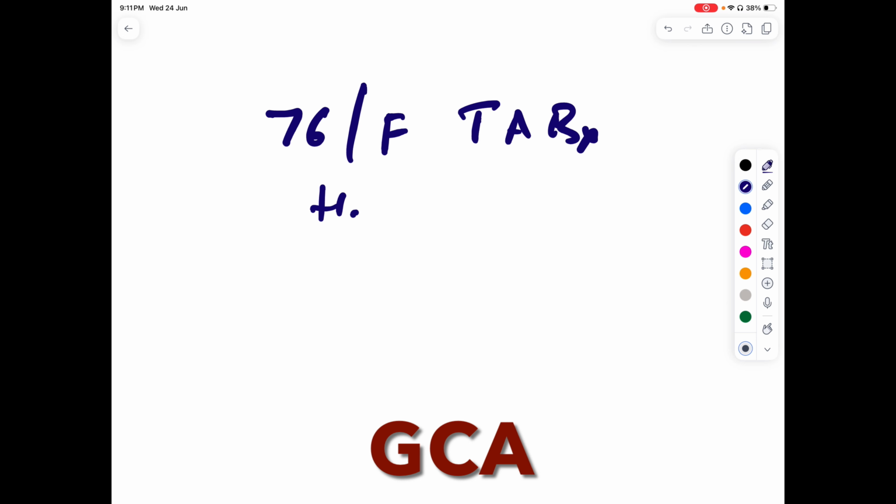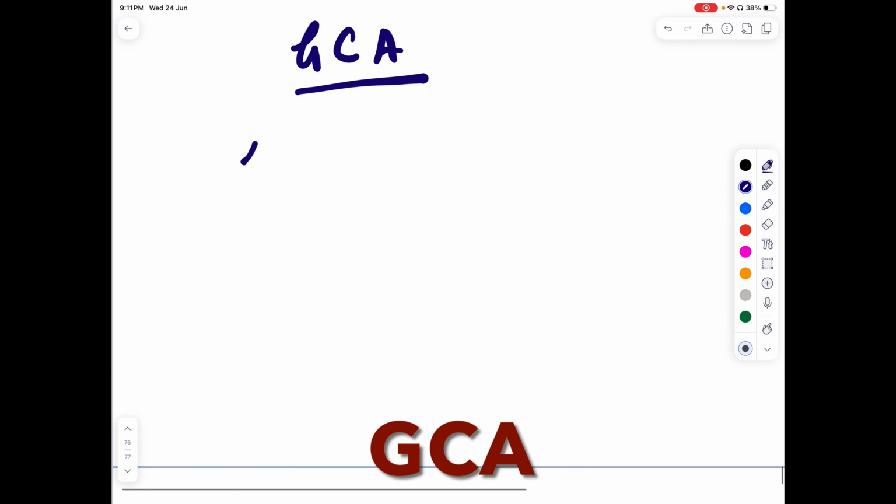76-year-old female, temporal artery biopsy is done. Patient is having headache, tenderness over the scalp, upper limb stiffness. Why is the biopsy taken? To rule out giant cell arteritis. What is giant cell arteritis? It is a granulomatous inflammatory disease of the large and medium arteries.